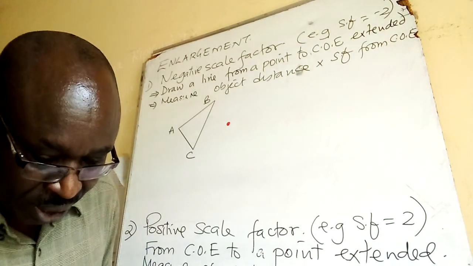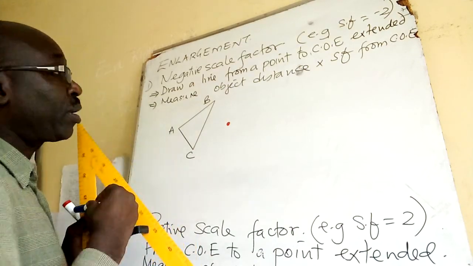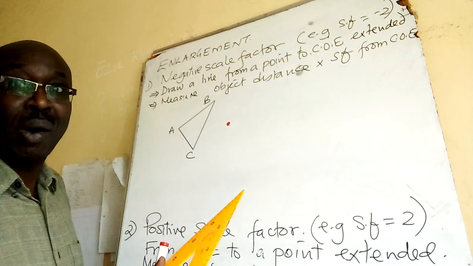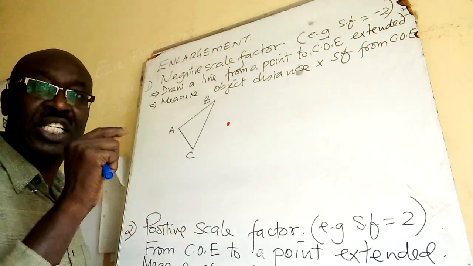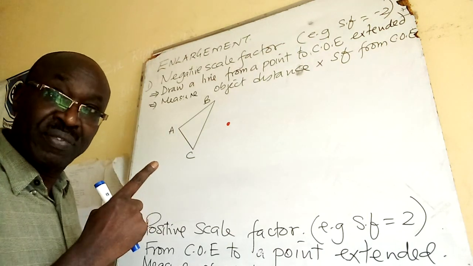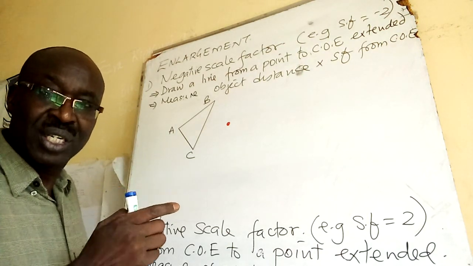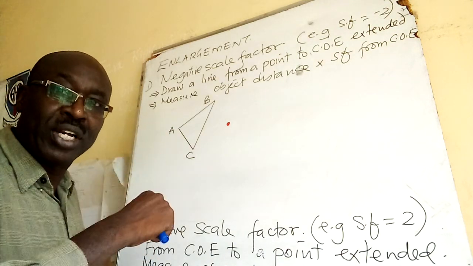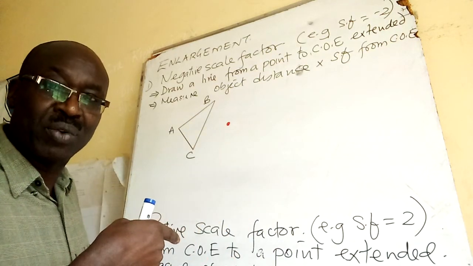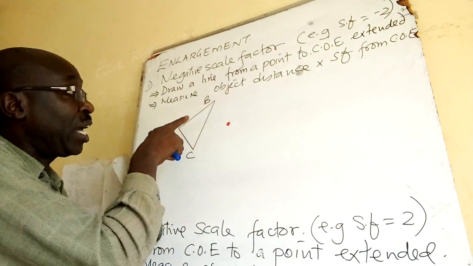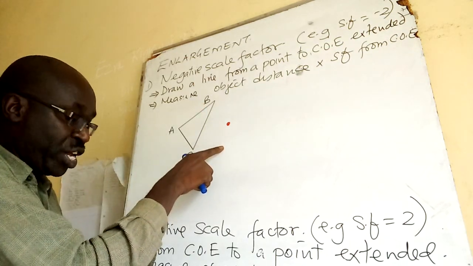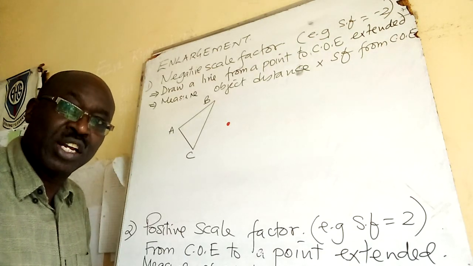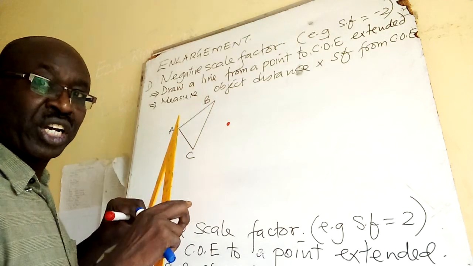And then measure object distance times scale factor from C.O.E. So we do ours this time again. Understand, it is from a particular point to the C.O.E. Why? This is a vector quantity. Direction has changed. That negative tells you change. So originally we had from a point to C.O.E. This time round, from a point to C.O.E. Opposite of C.O.E. to a point. Okay? So just check.